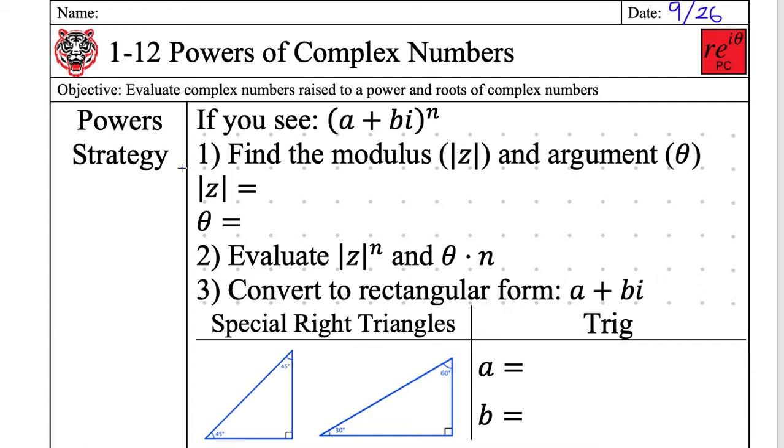If you see some complex number, a plus bi, to the power of n, that means it's a power because you have a power right there. So if you have that, then you are going to be doing steps 1 through 3. So step number 1, find the modulus and argument. You guys should know this. What is the modulus? The formula for the modulus if I have a plus bi. Something with a, something with b. Say it louder. There it is. You do a squared plus b squared from Pythagorean theorem, then you take the square root to get c by itself. There it is.